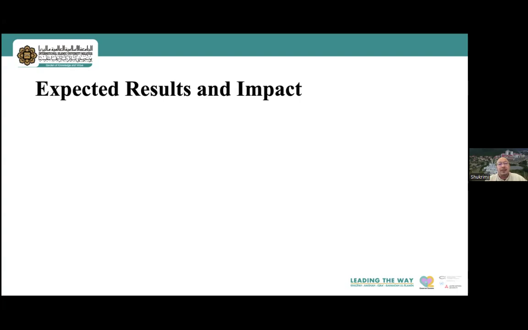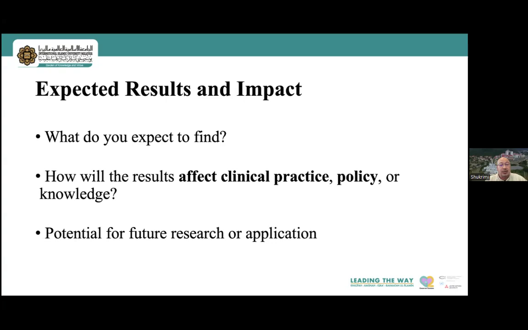Next is expected result and impact. What are the anticipated outcomes from our research? Why do they matter? Will they change the clinical practice? Are we going to produce a new policy? Or do we introduce new knowledge in our field? And of course, if we have outcomes with potential for future research application or for publication. So if we can clearly state a good expected result and impact in our proposal application, the reviewer will look at this and the chances for us to secure the grant will be high.